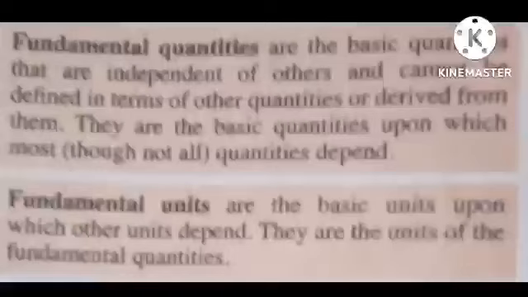We say the fundamental quantities are the quantities that are independent of other quantities and cannot be derived or defined in terms of those other quantities. They are just like the grassroots quantities, they are the basic ones. Then those fundamental quantities are measured using fundamental units. For example, your length is majorly measured in meters and can also be measured in centimeters. Now the centimeter is a unit, while the quantity itself is length.